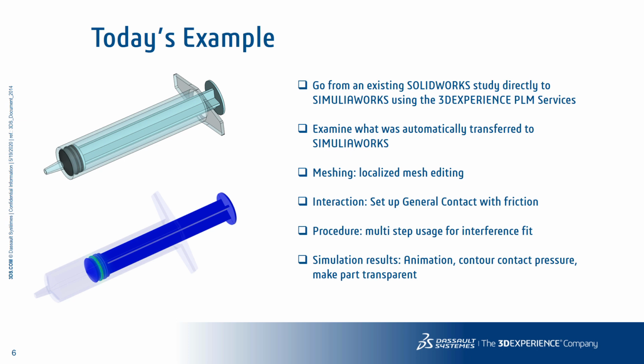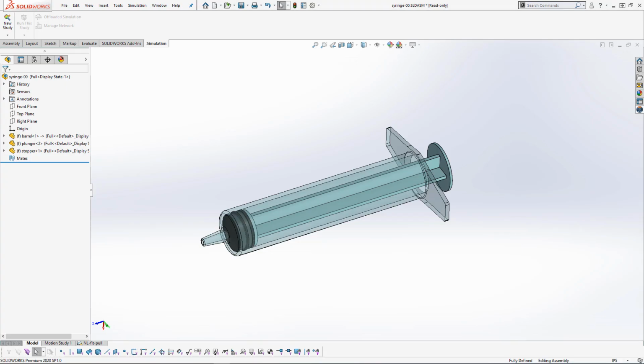So for today's example, we have a plastic syringe. This is typically used to administer liquid medication to infants or animals. So if you have a baby, pets, dogs, cats, you've probably used one of these at some point. So let's go ahead and switch over to SOLIDWORKS.